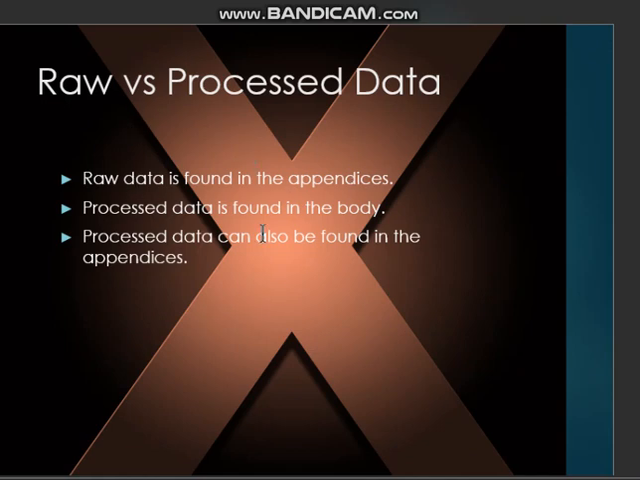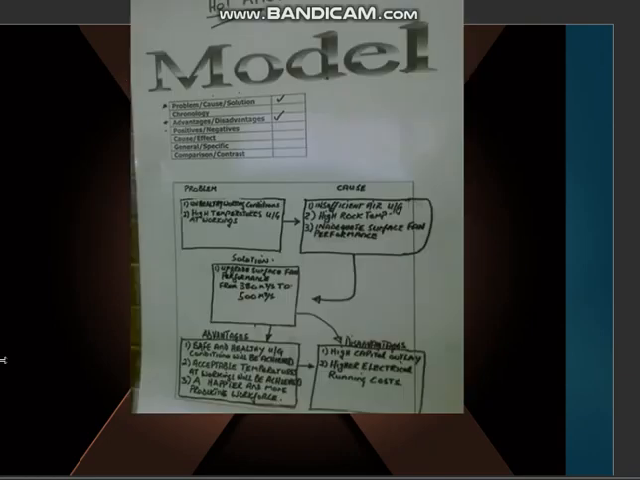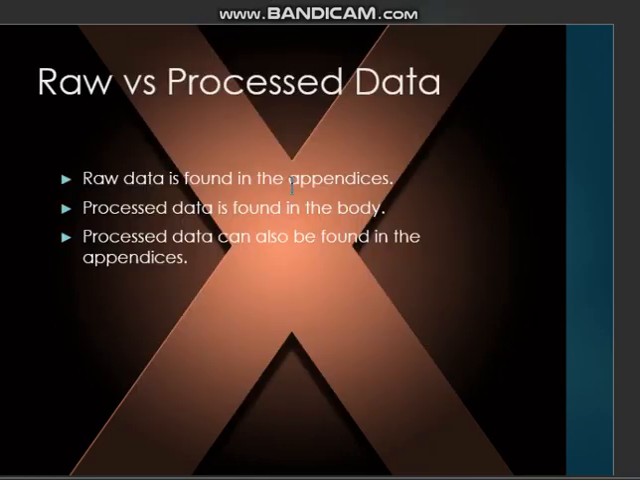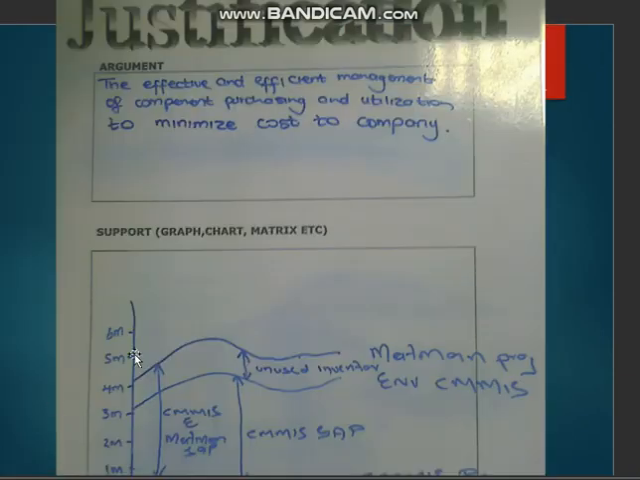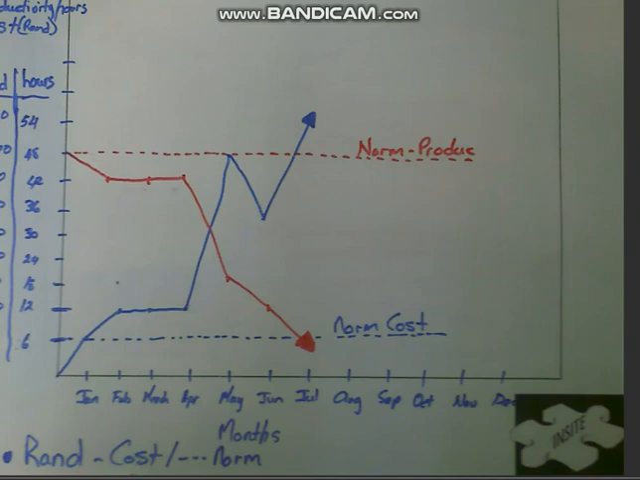Then we look at how they use their data in order to support their points. If they want to prove, for example, that there's been an increase in air temperature at the bottom of the mine, how would they use data? Raw data, process data, etc. And then we ask them to show us how, this is from another report. Okay, there's the argument, effective and efficient management of component purchases, utilization to minimize cost. All right, there's another example of how they develop that.